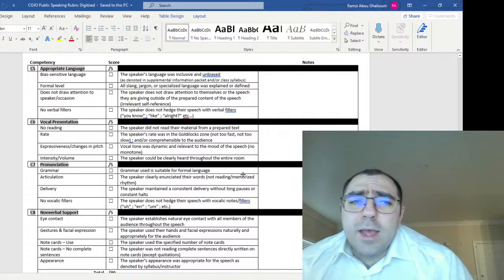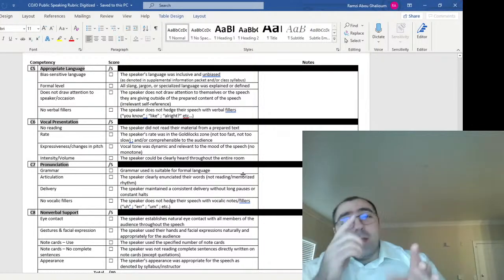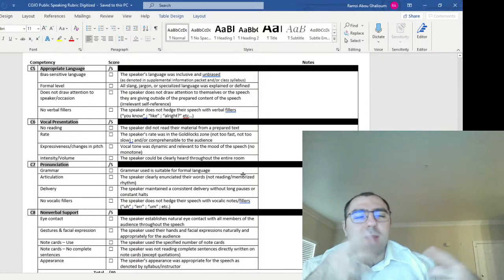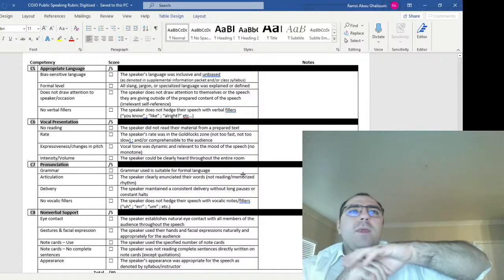And finally, intensity and volume. Your speeches are recorded. Again, in the class, it's a different thing. In the class, your speech has to be loud enough for the person in the back of the room to be able to hear you without you being mic'd up.